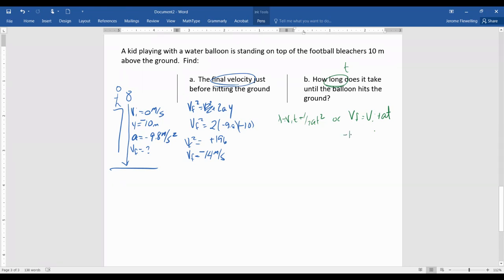So my final velocity is a negative 14. My initial velocity was 0, so it cancels out. And then A is negative 9.8 and T. And notice again that if I had forgotten to put the negative on my final velocity, I would divide by a negative 9.8 and get a negative time, which we know is not physically possible. So when I do put the negative there, the two negatives become positive. Divide 14 by 9.8, and we have a total time of 1.43 seconds. That's how long it would take for the water balloon to drop from the top of those 10-meter high bleachers.